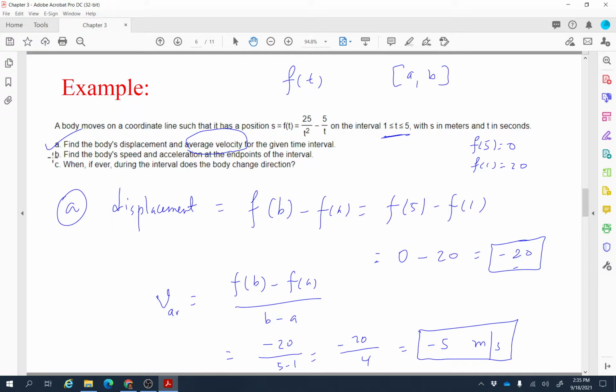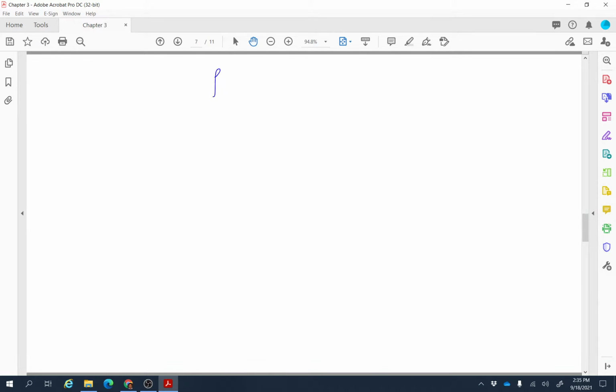To answer part B, which is speed and acceleration, first of all we find the velocity. The velocity means instantaneous velocity, which can be found by finding the derivative of this function. So let's go here. The function is 25 over t squared minus 5 over t, which can be written as 25 t to the power negative 2 minus 5 times t to the power negative 1. And we know velocity means it's a derivative of the function with respect to time.